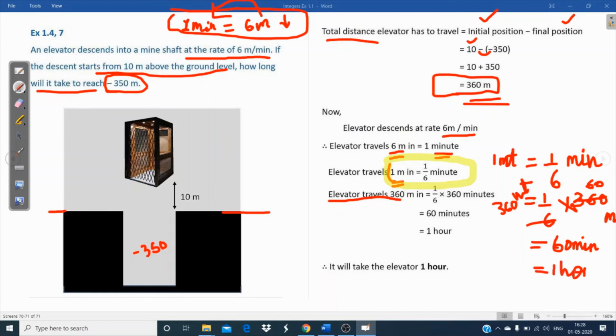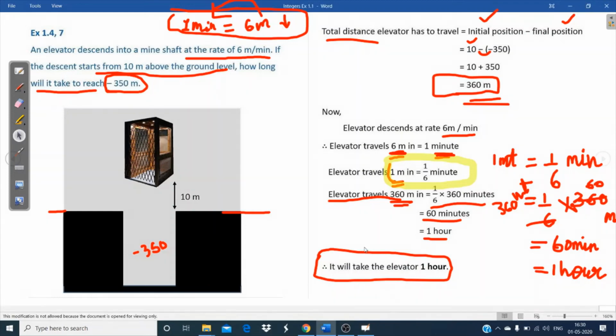1 hour. Now you can see here, student, 6 meter the elevator is traveling in 1 minute. In 1 meter, it will take time 1 upon 6 minute. In 360 meter, it will take time 1 by 6 into 360. So after solving, you are getting 60 minutes, 1 hour. So your elevator will travel 360 meter total distance in 1 hour. So students, you solve all the questions of exercise 1.4 once by your own.